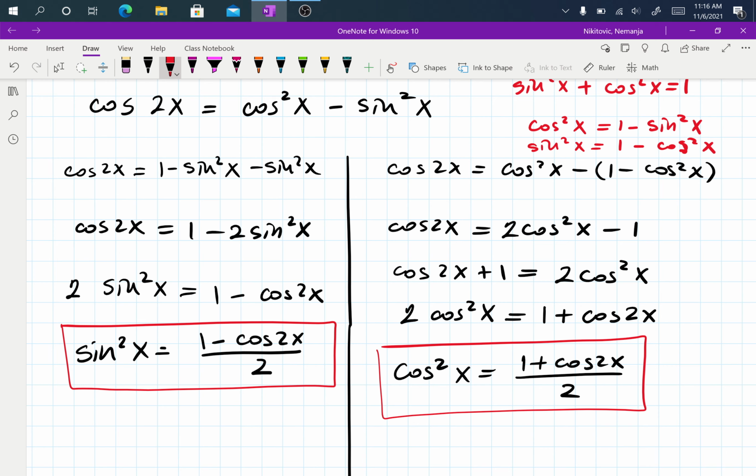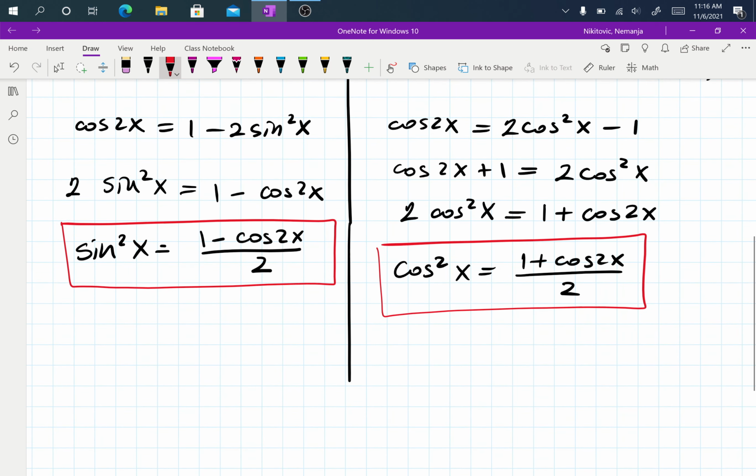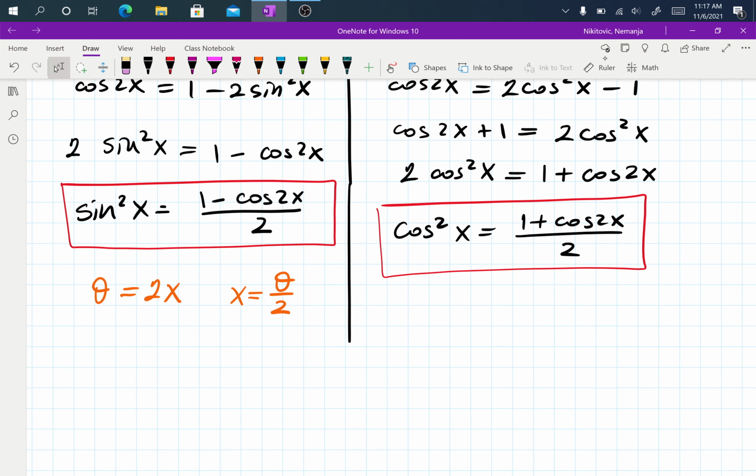And now our next order of business is to come up with the half angle formulas from the power reducing formulas. That is also straightforward, because you can see that x is half of 2x. If we use a substitution, let's say theta is equal to 2x. Well, in that case, x is equal to theta over 2. Now I can replace those into the power reducing formula, and in two steps I would have the half angle formula.